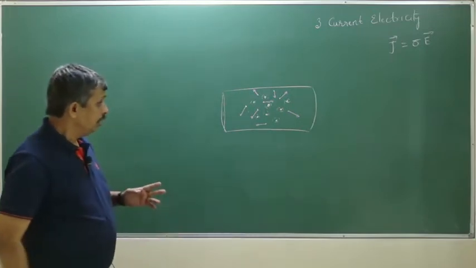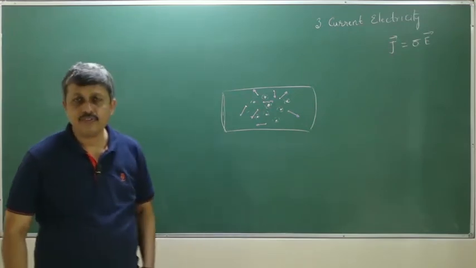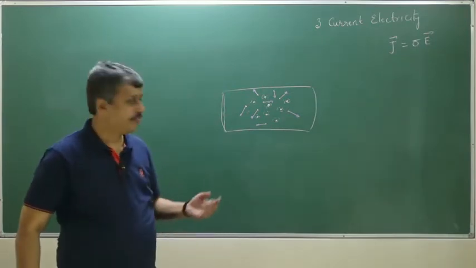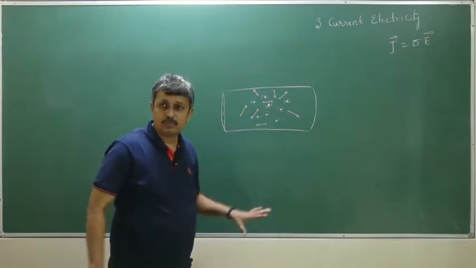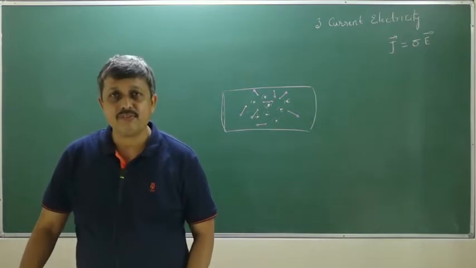So we'll come back to this drift velocity. When we talked about a conductor, we said that it has a nucleus at the middle, and the electrons are moving around in a random fashion.